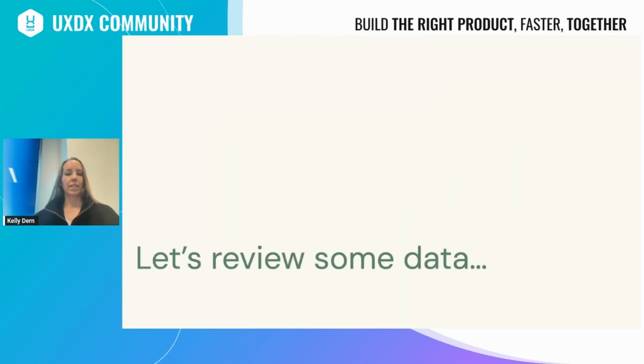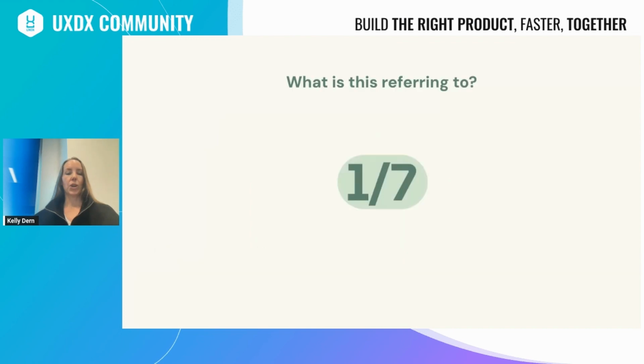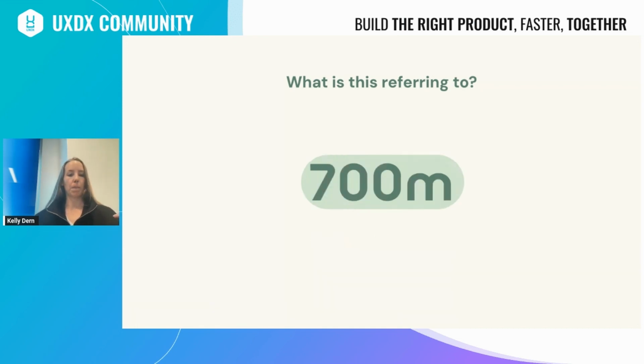Let's look at some other data more in depth as well. Just keep these numbers in the back of your mind as we're going through this. So 1 out of 7, what is this referring to? Nearly 1 out of 7, or 15% of the world's population, have a disability, which is a huge amount of people. How about 1 out of 5? This is people older than 50 by 2050, which is also a large group of people. What about 700 million?